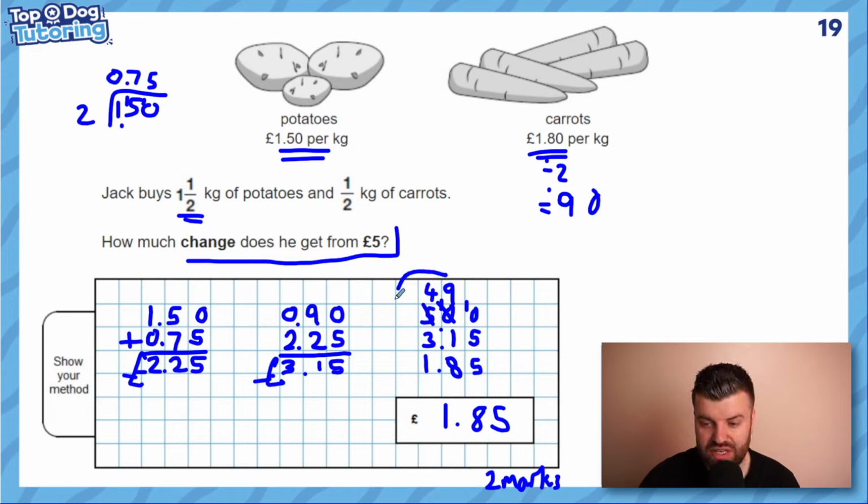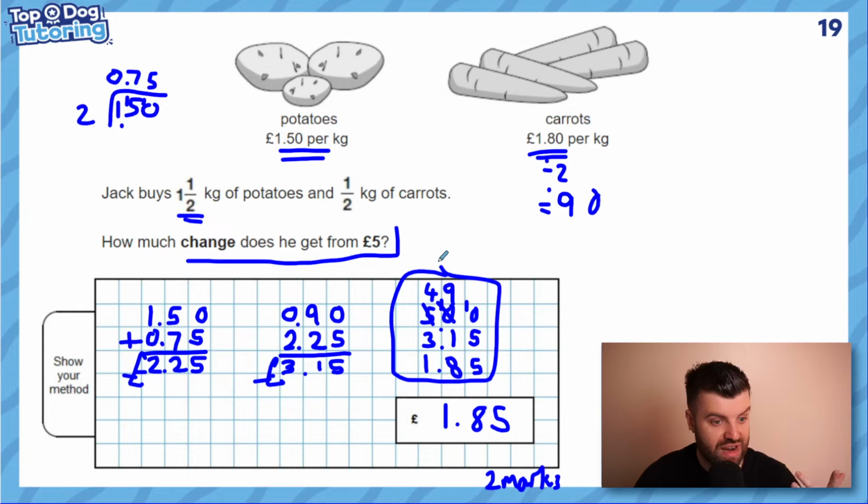Again, if you're finding it tricky finding change from £5, but you can do the fractions, you have to keep your eyes peeled, aren't you, for when we do a money video.